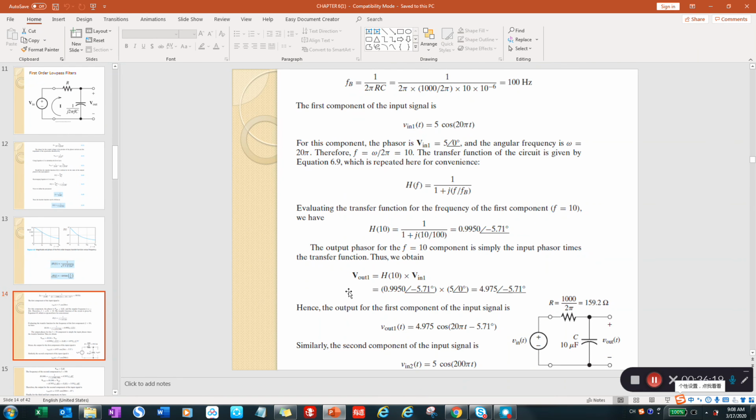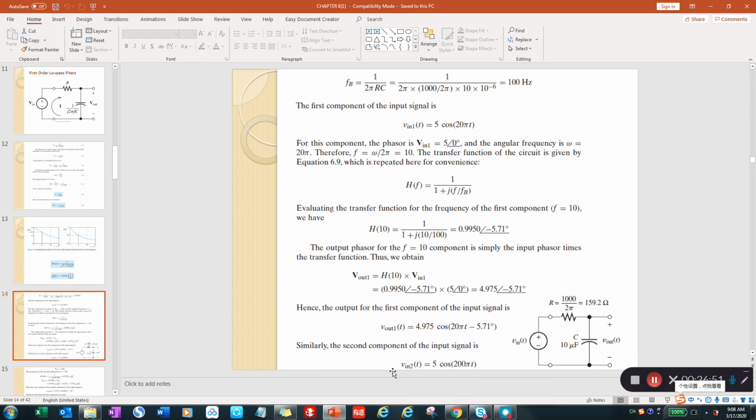Then we know the output component for the first input will be the transfer function multiplied by the input, which will be 4.975, and the phase angle is negative 5.71. So the component of the first input will be 4.975 cosine 20 pi t minus 5.71.